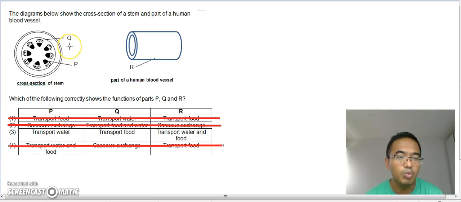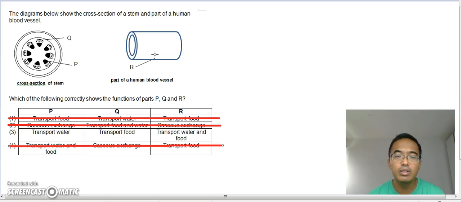And Q transports food. So immediately we know that the answer is 3, but let's check again. Here you see that Q does transport food. Food is further away from the center. And R is for the human circulatory system.